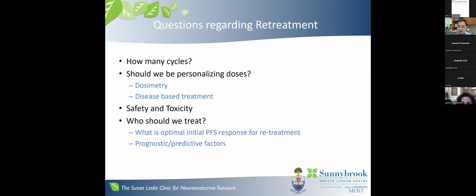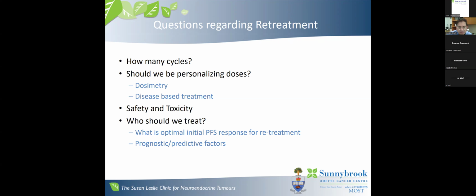A lot of questions remain, especially when it comes to retreatment. How many cycles should we be using? We have to balance the efficacy versus the toxicity. And our trial that we're doing looks at 2 further cycles of retreatment. People think maybe we should be doing more, and I think that remains to be seen. But with the 2 cycles, we want to find out where that efficacy to toxicity ratio lies.